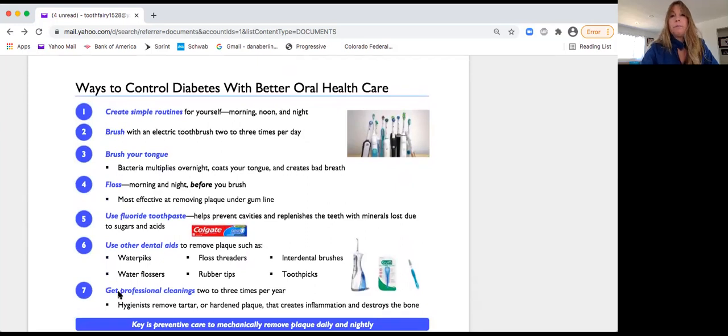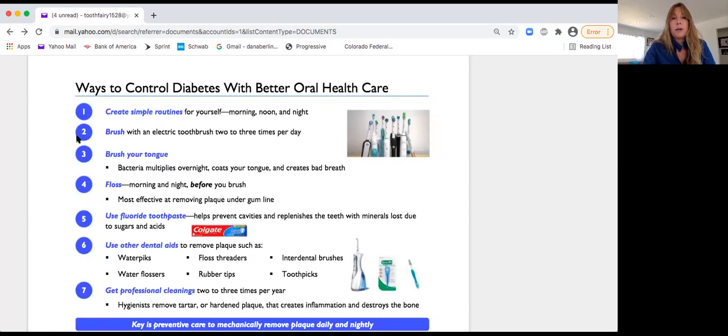Ways to control diabetes with better oral health care. Create simple routines for yourself, morning, noon, and night. When you create a routine, it becomes part of your day. It's easier, you don't have to think about it, and it's done. And without a simple routine, you just go throughout your day, you think about doing something, and then the next day comes and you haven't done it. So it's really important to create easy routines for yourself.